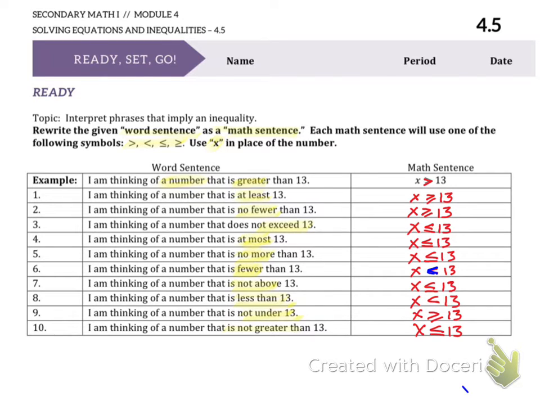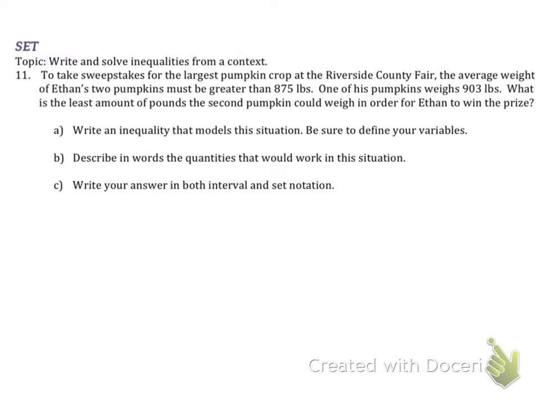That's question number 11 for the set part. It says solve inequalities from a context. To take sweepstakes for the largest pumpkin crop at the Riverside County Fair, the average weight of Ethan's 2 pumpkins must be greater than 875 pounds. One of his pumpkins weighs 903 pounds. What is the least amount of pounds the second pumpkin could weigh in order for Ethan to win the prize? So you need to calculate how much it should weigh so that he wins the prize.